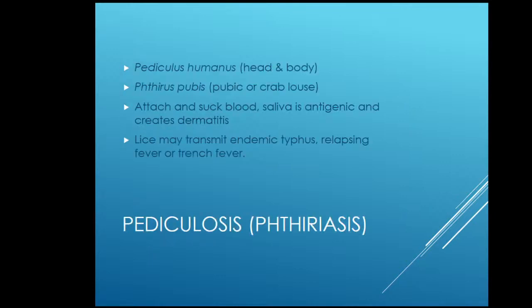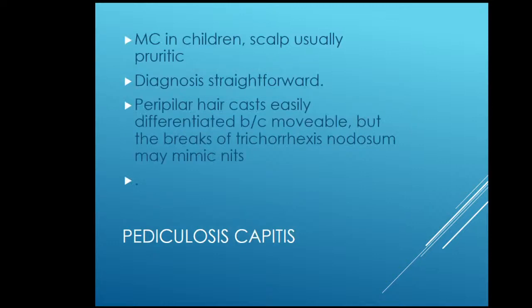Pediculus humanus capitis is the head louse. Pediculus humanus corporis is the body louse, and Phthirus pubis is the pubic louse or crab louse. These parasites attach to human hairs or live in human garments, suck blood, and can be vectors for different human disorders. Mostly we can find lice in children.